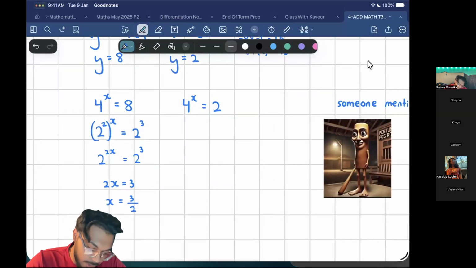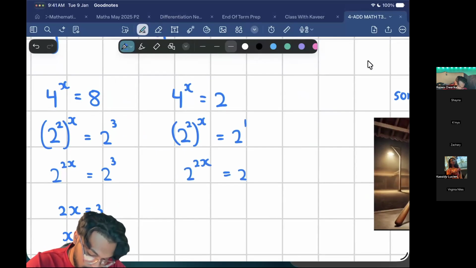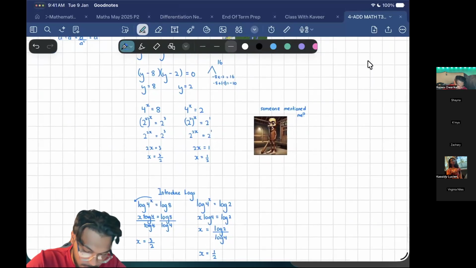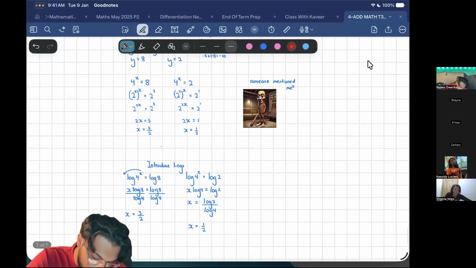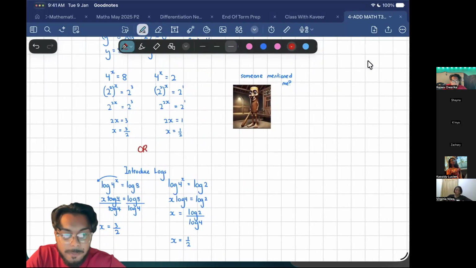Right? Over here, 4 to the power x is the same thing as 2 to the power 2, to the power x is equal to 2 to the power 1. And you're gonna get 2 to the power 2x is equal to 2 to the power 1. 2x is equal to 1, so x is equal to a half. Either how you work it, they still have to give it correct because it's mathematically correct. So you could do either one. Either one is fine. Whichever one you feel comfortable with.